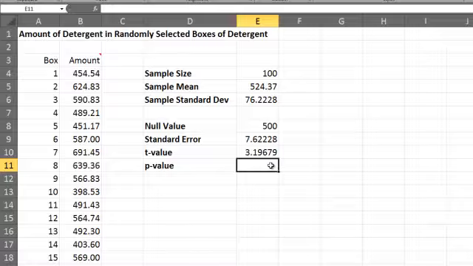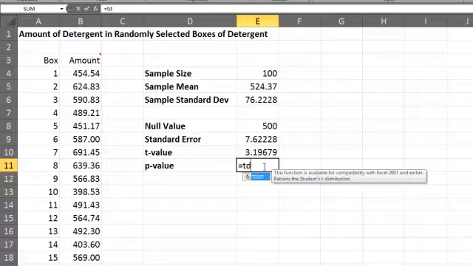We want to know what's the probability of a random sample from a distribution centered at 500 being at least as far away as this sample, that has a mean out at 524. So we're going to find a probability under this t-distribution. So we're going to use our t-dist function, and we want to know the probability of getting a t-value greater than 3.1967. So I'm going to say equals t-dist.